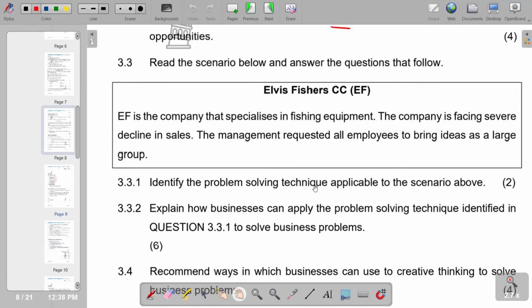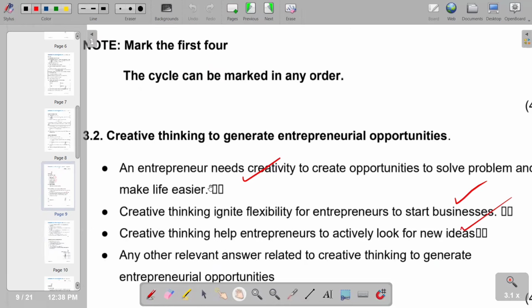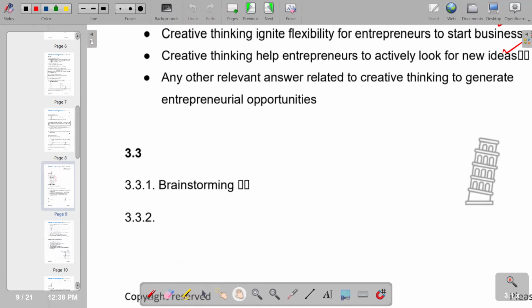So you go back to the scenario. On the last sentence, it says the management requested all employees to bring ideas as a large group. So in that case, this is brainstorming. The management is requesting all employees to bring ideas. So brainstorming is the problem-solving technique that is being applied. So we have brainstorming as our response. And we move on to the next part.